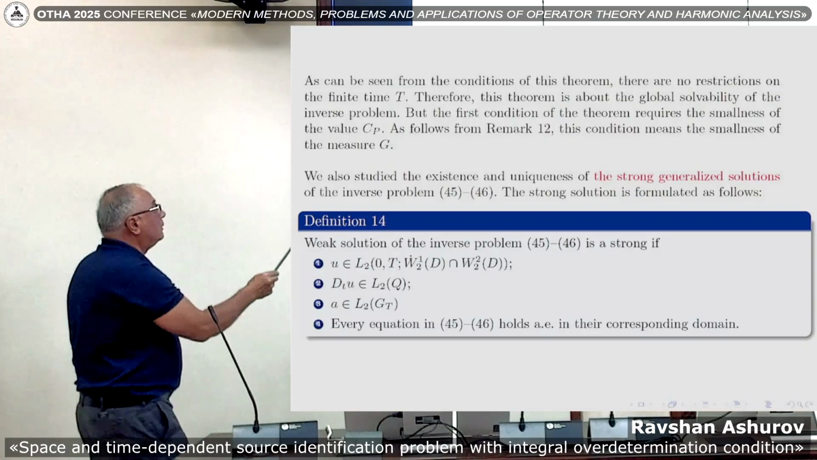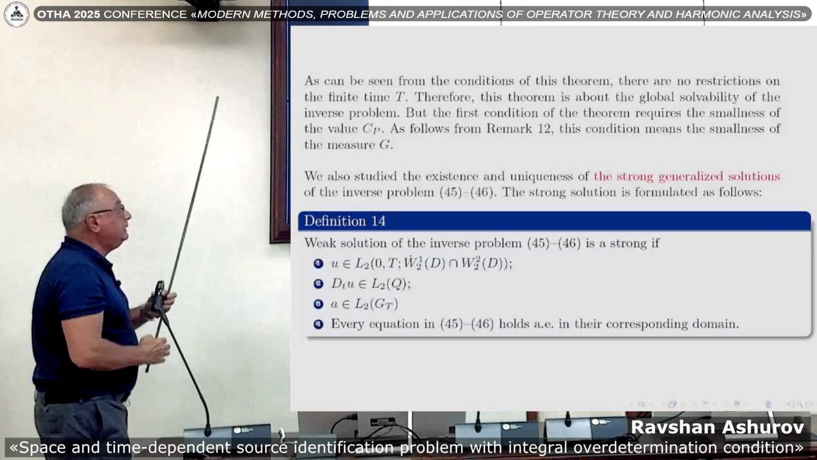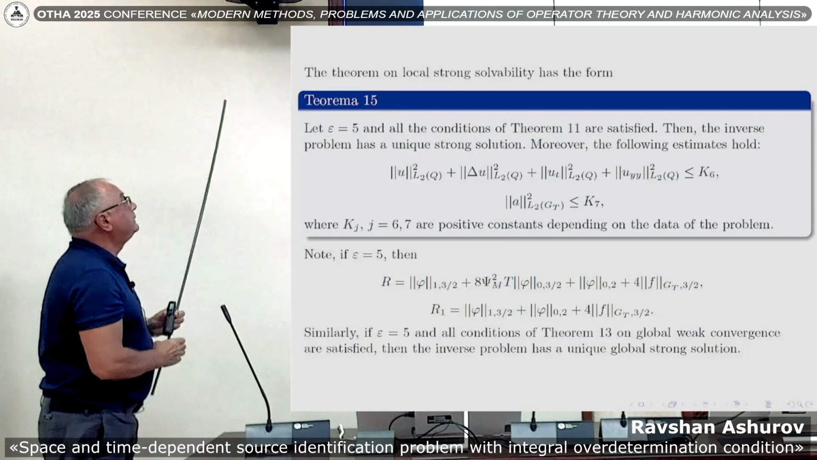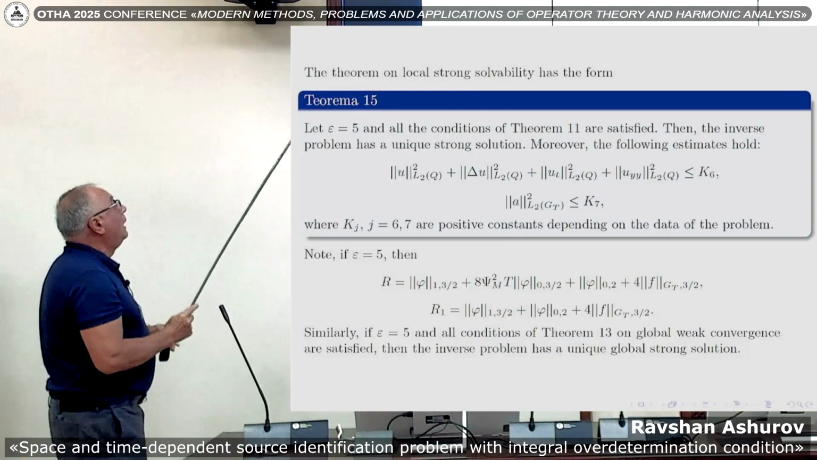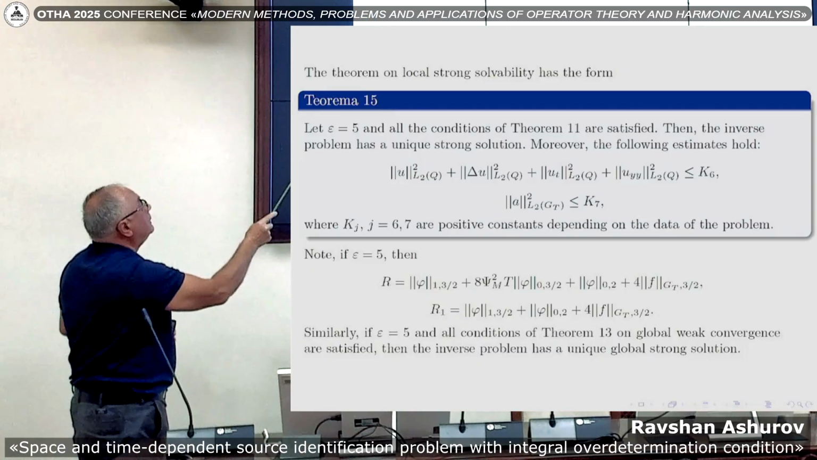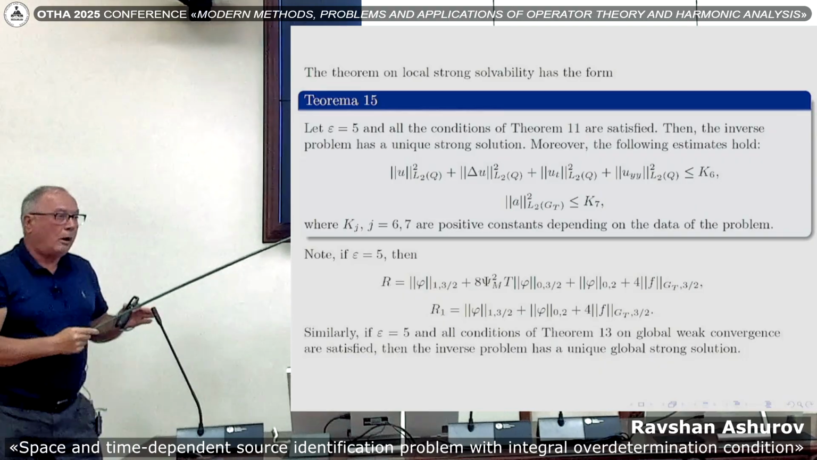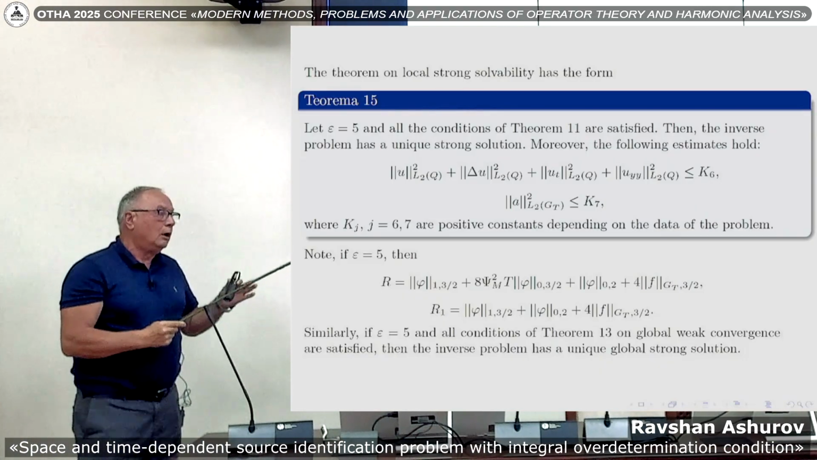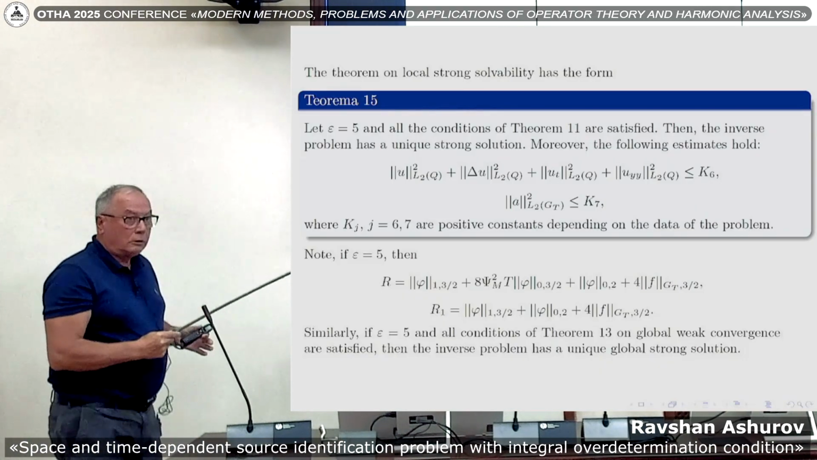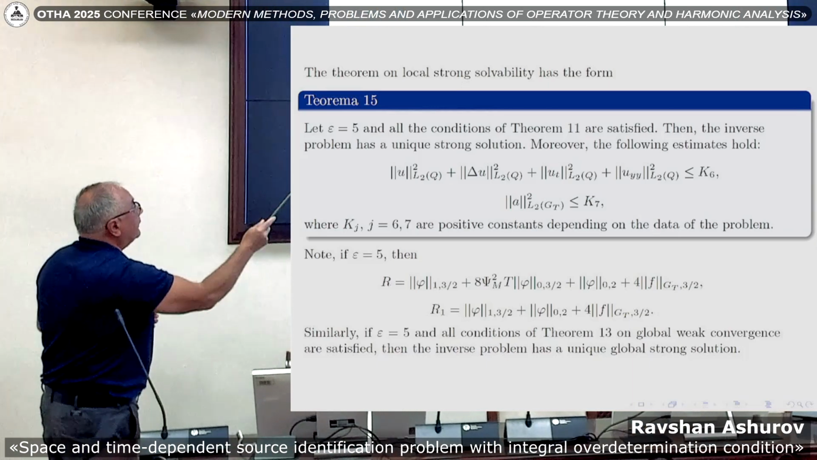So the main condition is this. This must have a second derivative. So we can achieve that by taking epsilon big. So if epsilon is 5 in Theorem 11, then this problem has a local strong solution. And this solution has the following estimate.